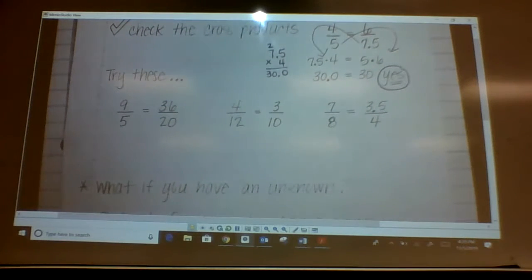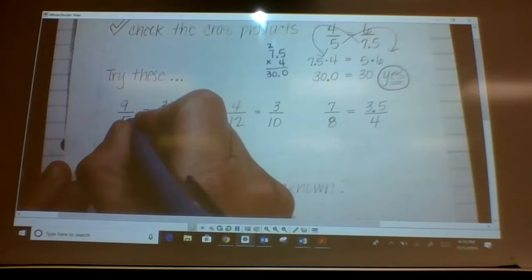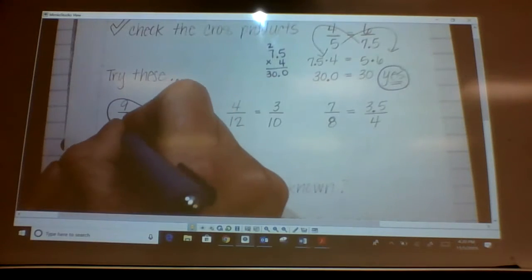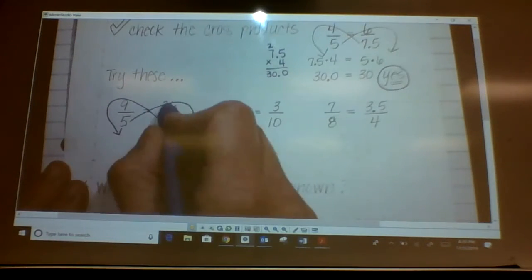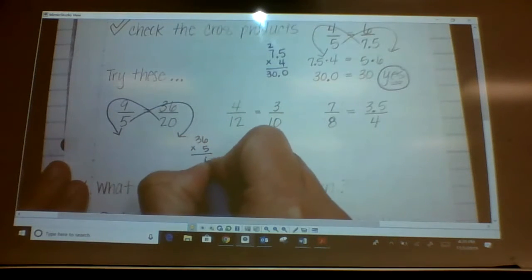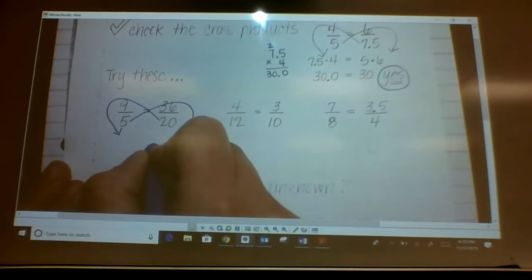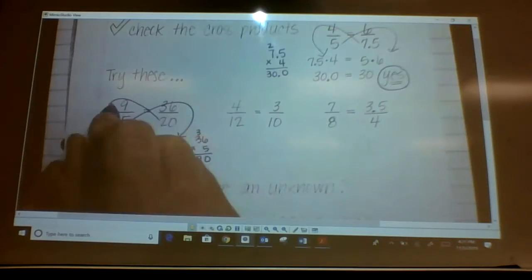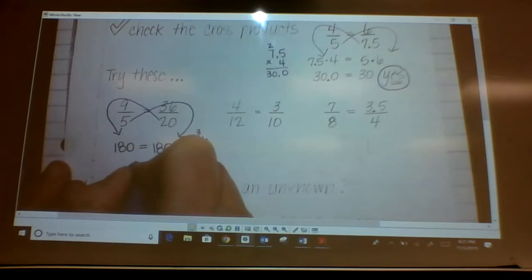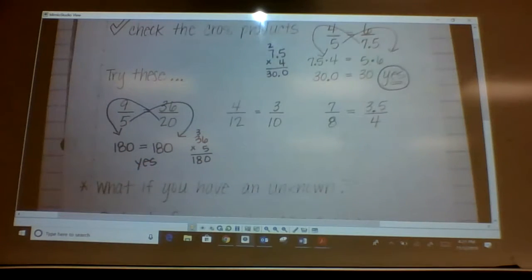If we look at our two ratios, 9 to 5 is equal to 36 to 20. We want to see if they really are indeed equal. So we're going to do our cross product method, little pretzel method, and we're going to multiply 36 times 5. So I'm going to do that over to the side. 36 times 5 is 180. And then 20 times 9, I can do that in my head, and that equals 180 also. So these are equivalent. Yes, they are.